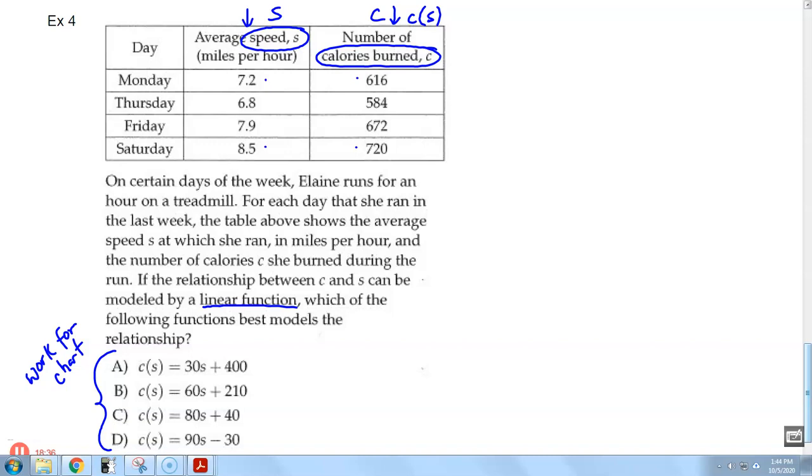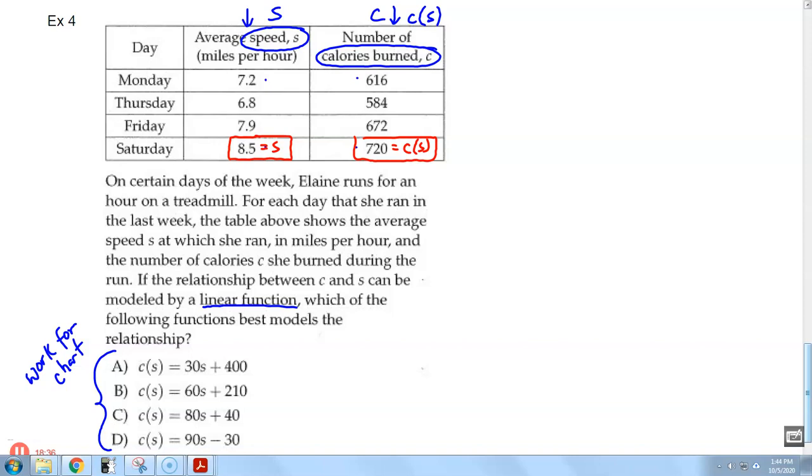But if that's all you got, right now you'd want to start plugging stuff in and give it a try. So for instance, let's just pick the fast day. She did 8.5 was her speed, and her calories based on speed were 720. So let's try to put these numbers in and see what happens. I'm going to come right down here to this first one.